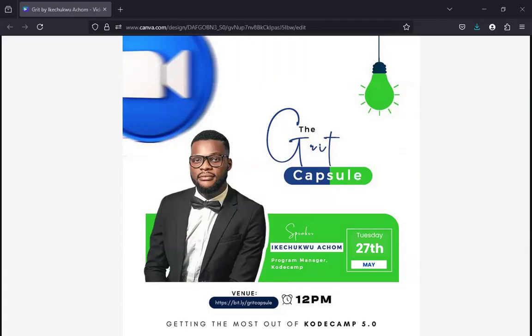So we're talking about the Grit Capsule. The essence of this onboarding is to help you get the most out of KodeCamp 5.0, and generally your tech career and all of that.